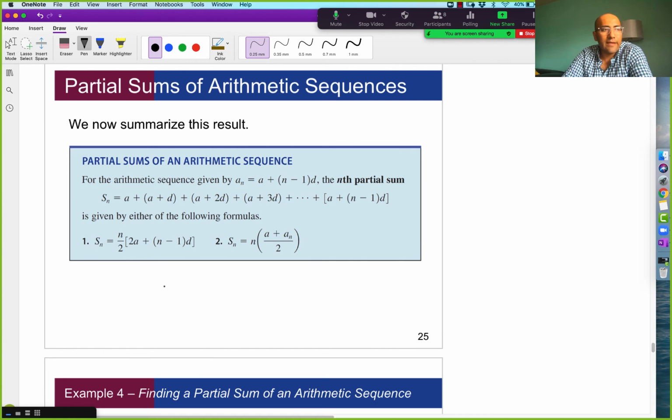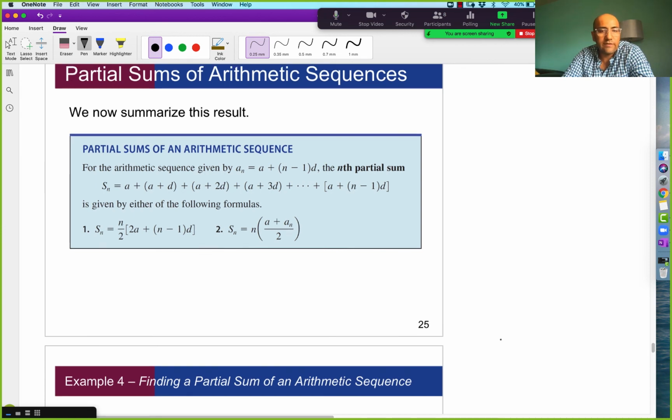For an arithmetic sequence, and be careful that this formula only applies to arithmetic sequences, given by a sub n equals a plus n minus 1 times d, the nth partial sum, S sub n, the sum of the first n values of your arithmetic sequence, is given by one of these two formulas, which are both equal to each other. It depends on how you want to memorize them. And sometimes one is easier to apply than the other, depending on the initial conditions given to you.